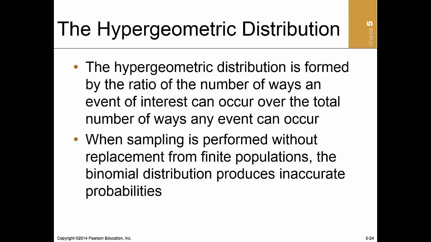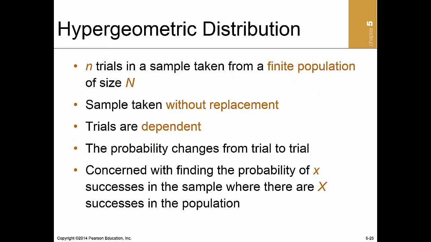In cases in which the sample is large relative to the size of the population, a discrete probability distribution called the hypergeometric distribution is the correct distribution for computing probabilities for the random variable of interest. The hypergeometric distribution is formed by the ratio of the number of ways an event of interest can occur over the total number of ways any event can occur. Here the sample is taken without replacement and the trials are dependent. The probability changes from trial to trial.